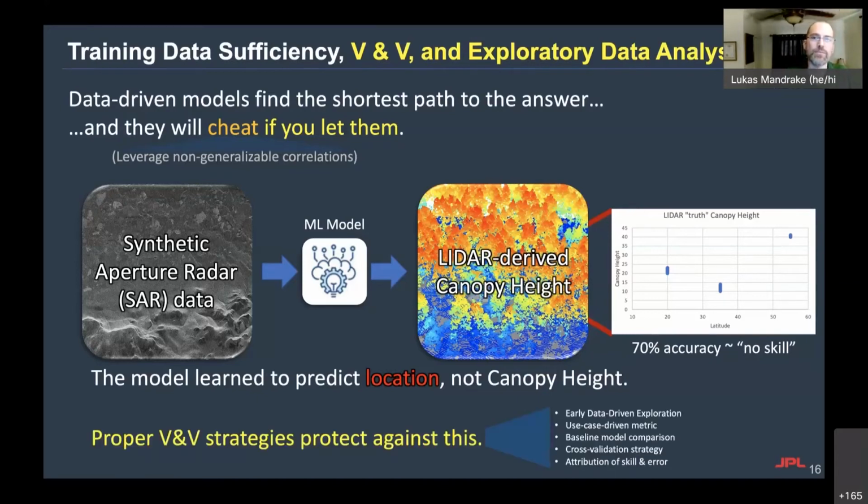This example emphasizes the critical role that exploratory data analysis plays before and after engaging data-driven approaches, as well as a thoughtful validation plan that protects against leveraging irrelevant correlations by asking the right questions up front. Average accuracy isn't usually even close to sufficient when the goal is understanding.